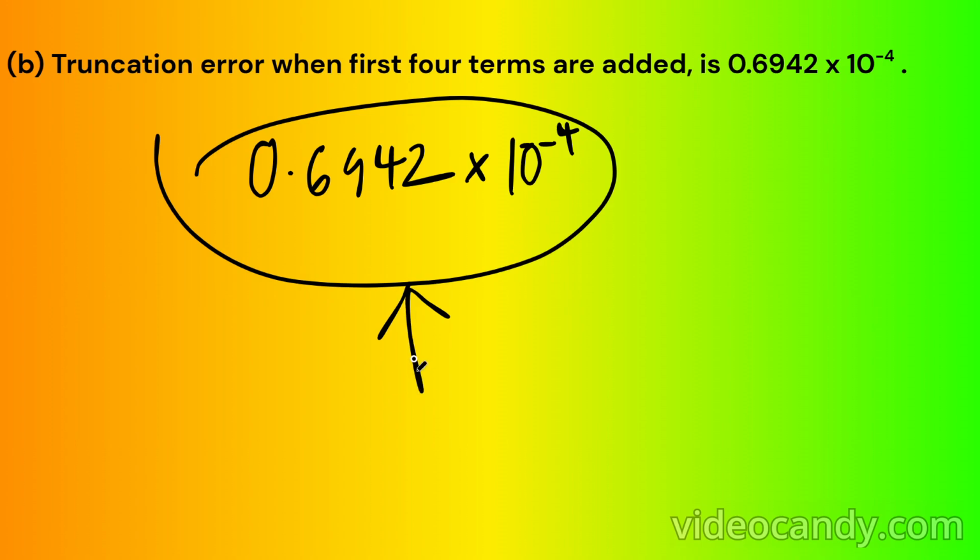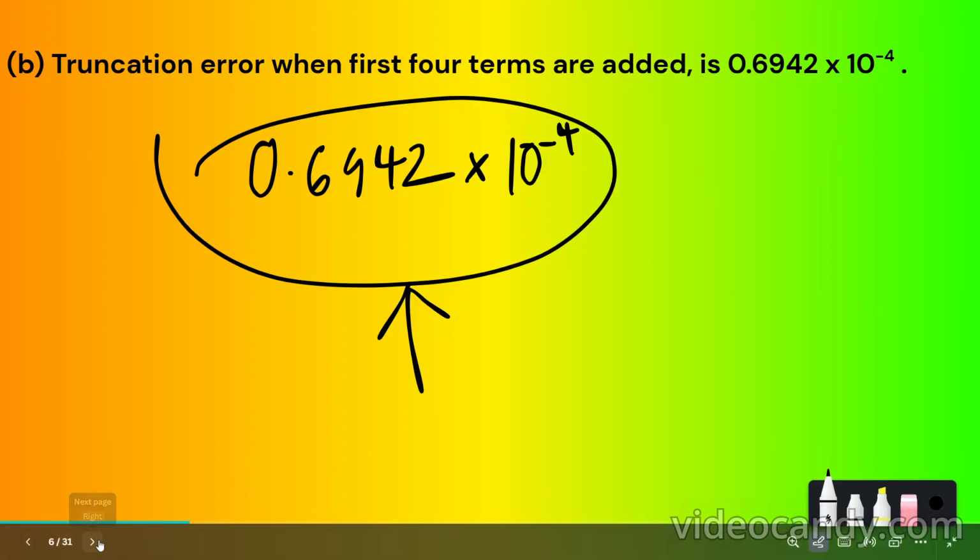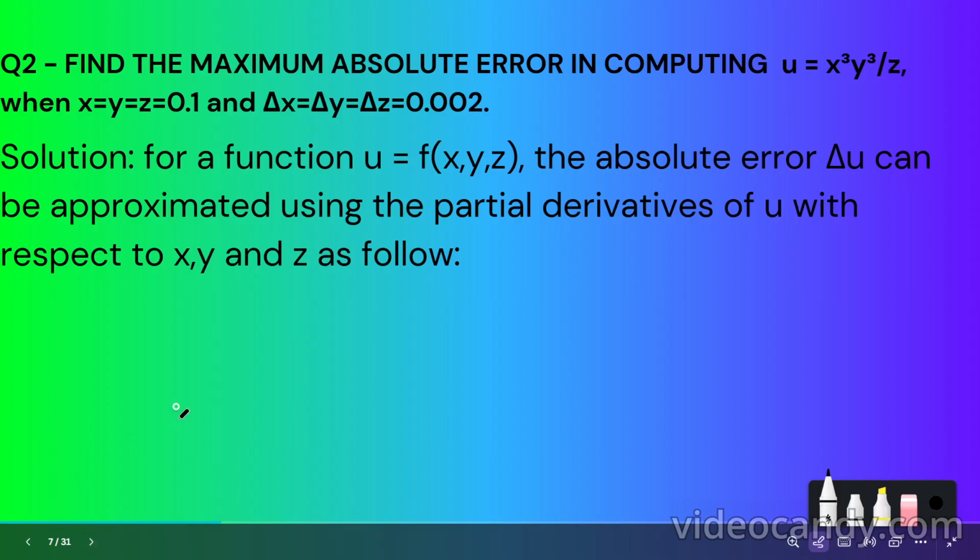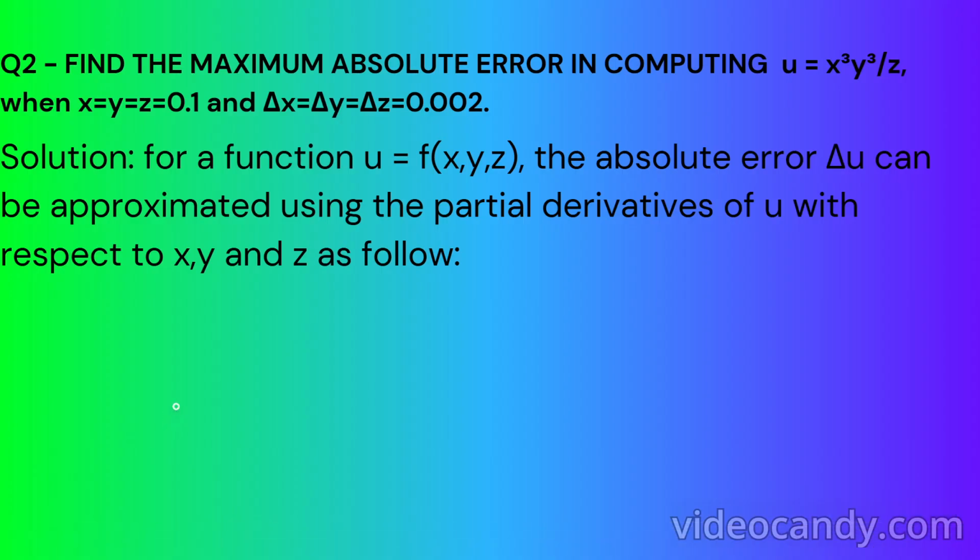So guys, we need to find out these numbers and these answers by working them out. For question 2, find the maximum absolute error in computing u equal to x^3 y^3 / z when x equal to y equal to z equal to 0.1 and triangle x equal to triangle y equal to triangle z equal to 0.002.